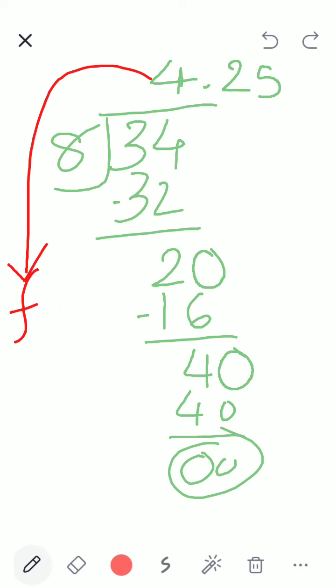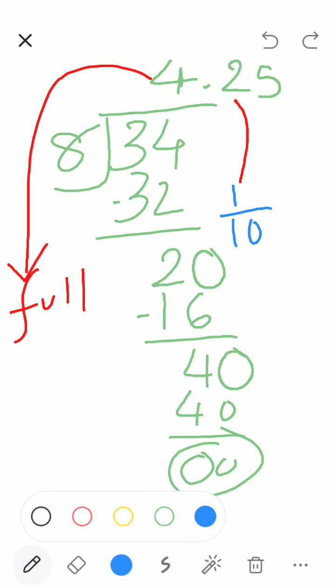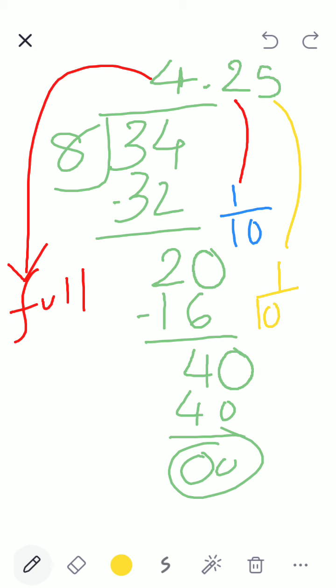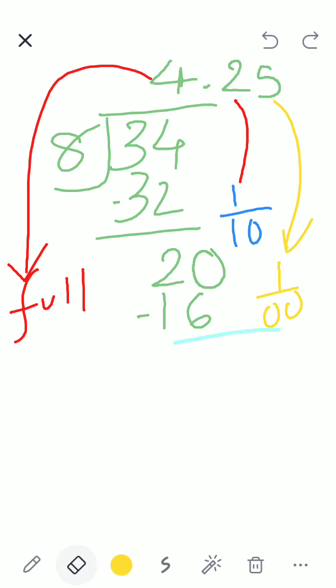Children, please mute. Full. Then 2, 1, 1. Yes, that is fraction form. We are doing decimals. And this is 100. Correct? Very nice, very good.